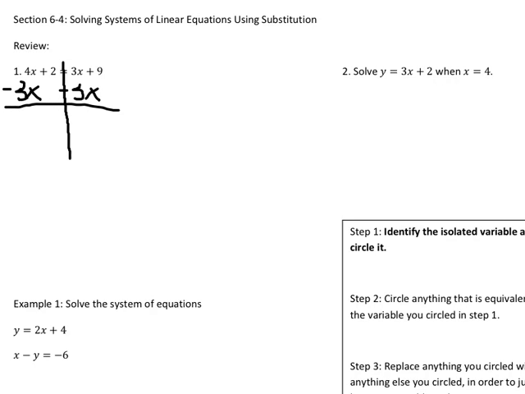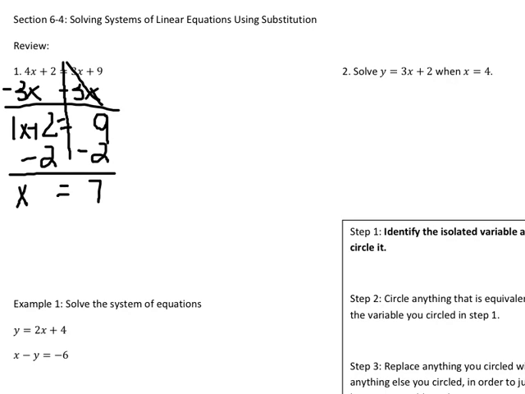So 4x minus 3x is 1x. That plus 2 drops down, and that equals 9 on the other side after the 3x's cancel. Then I'm going to subtract 2 from each side, and that 1x drops down, and 1x is the same thing as just x, so x equals 7. So that was a quick review of solving when variables are on both sides.